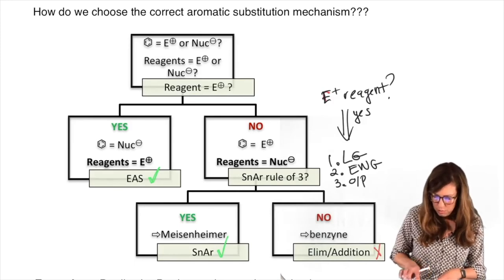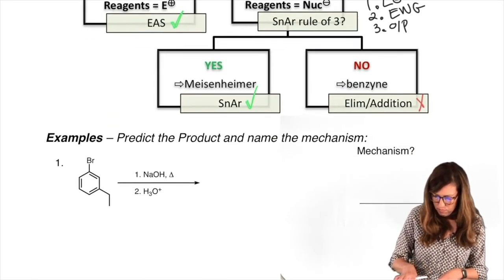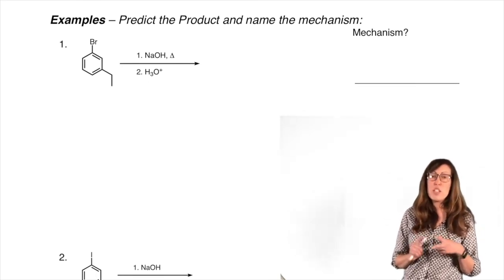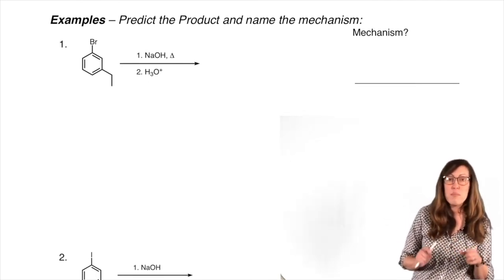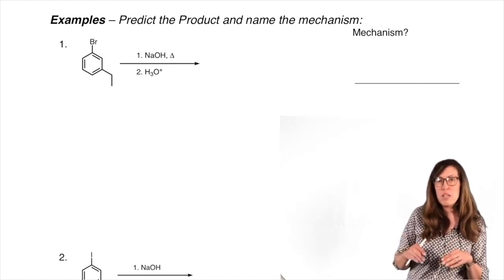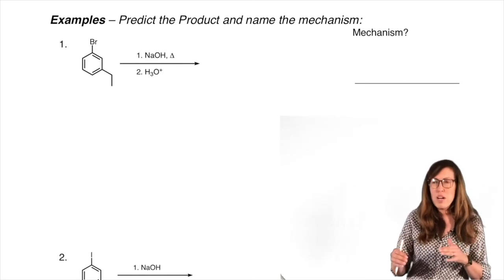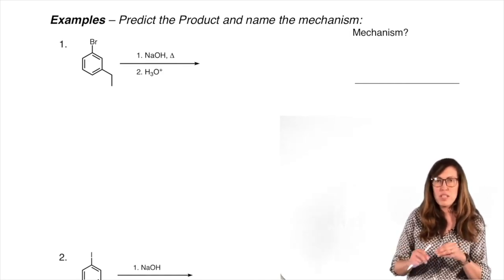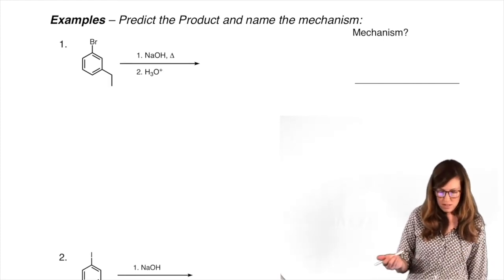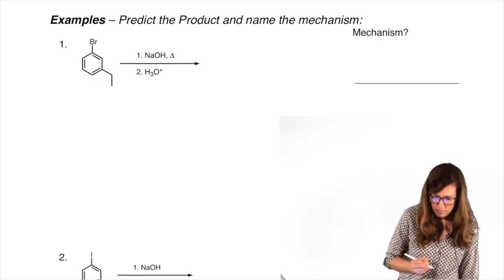All right, so let's put this in practice. We're going to name the mechanism, and we're not going to do the whole mechanism each time because we've already done the mechanisms in great detail. The goal of this exercise is to maybe, if we don't know how to predict the product, see what parts of the mechanism we can quickly sketch in to help us predict. Okay. Let's start with our truth table.